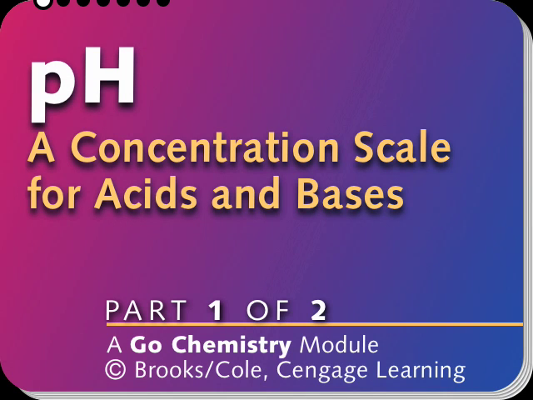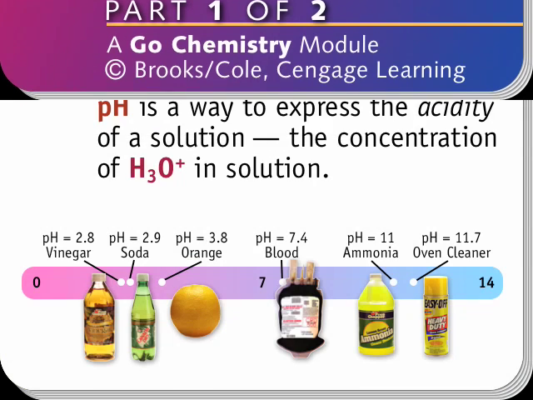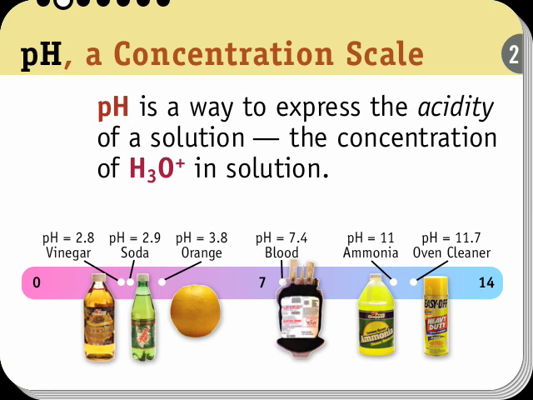This series of flashcards is about pH, a concentration scale for acids and bases. pH is a convenient way to express the acidity of a solution, that is, the concentration of hydronium ions in the solution. The pH scale extends from about 0 to about 14. You see here in a figure from your textbook that acids are at the low end of the scale, and bases are at the high end of the scale.